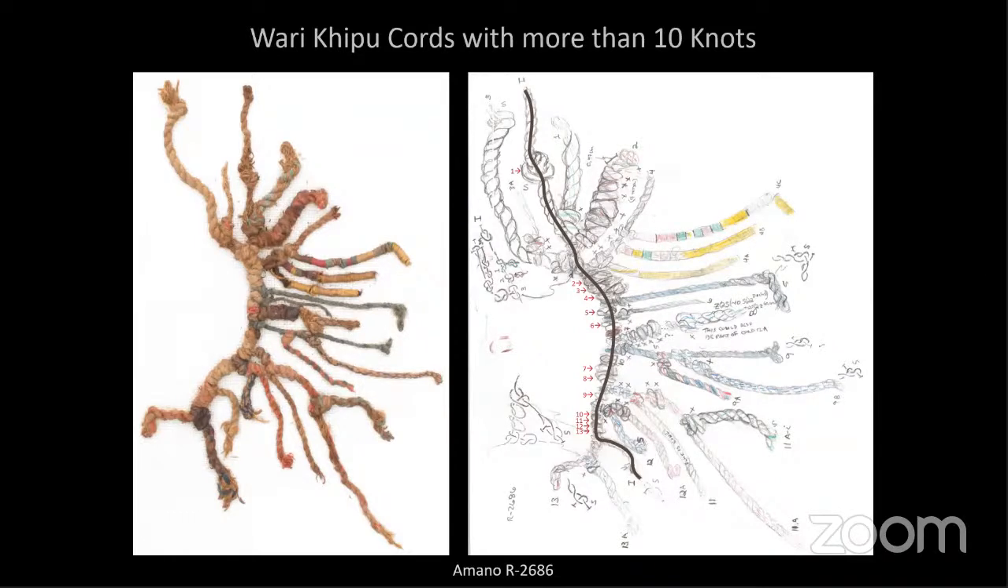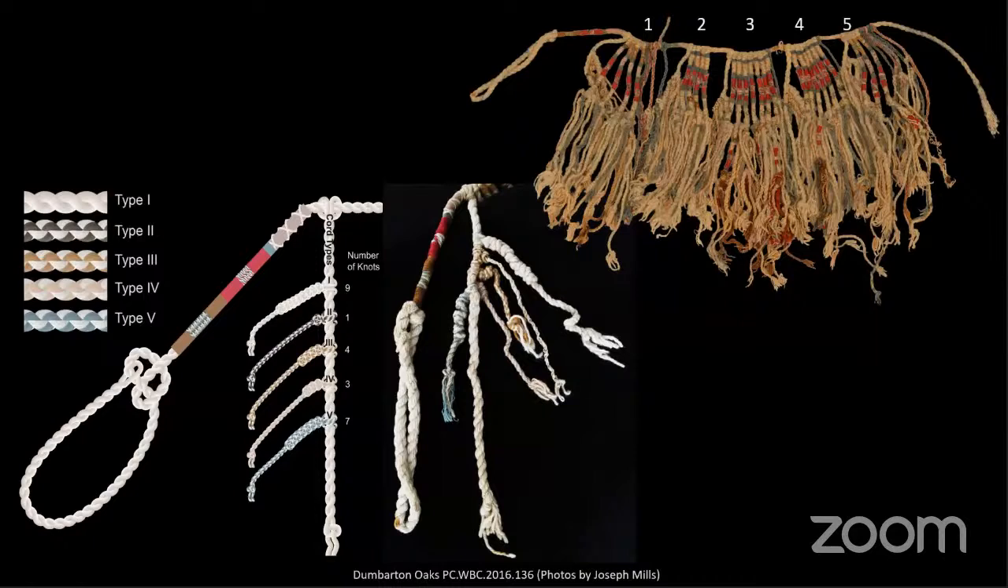Are double overhand knots double? Are they 2? Do they represent 2? Or do they represent a power of 10? We don't know. One last comment about knots and numbers involves a Wari Khipu from Dumbarton Oaks, which hints at the possibility that 2 numerical systems were in use at the same time.